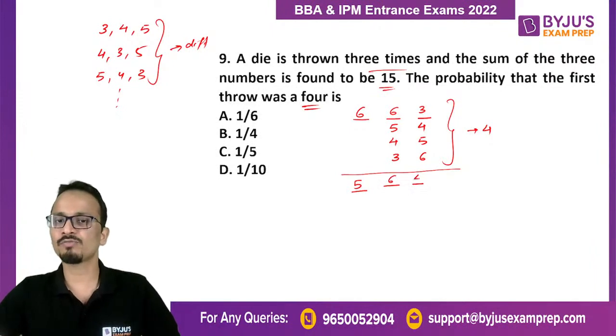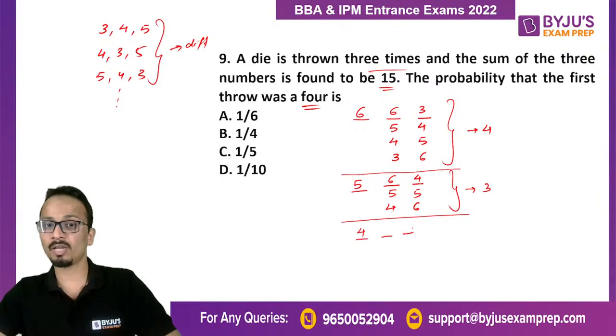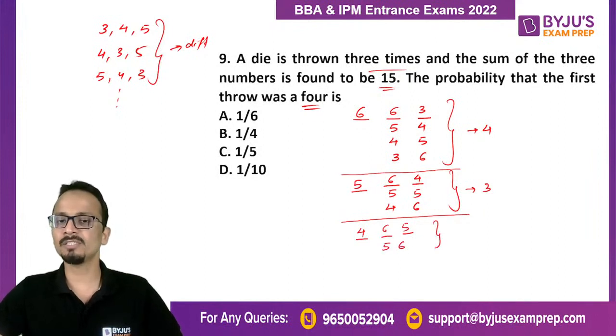So 6 plus 4, 5 plus 5, and 4 plus 6. So these are the 3 cases. Then when I'm starting with 4, which is our required thing. So if I start from 4, I'll be left with a sum of 11 for the next 2 dice. So 6, 5, and 5, 6 can be the possibilities. So these are 2 cases.